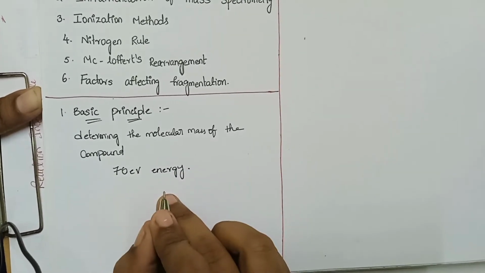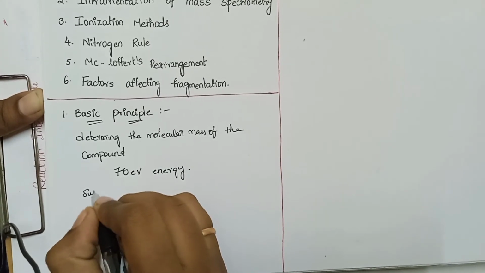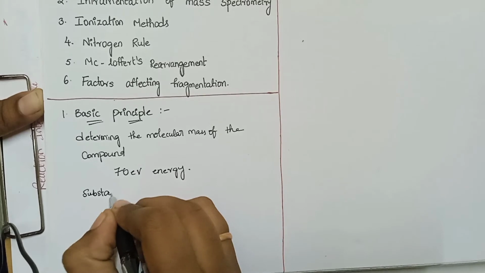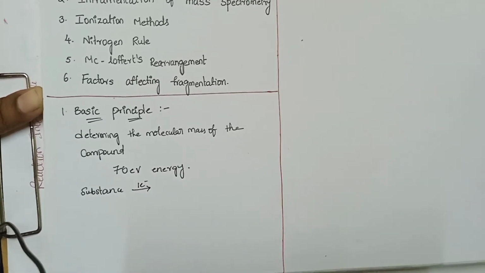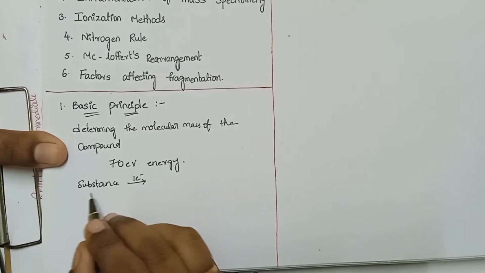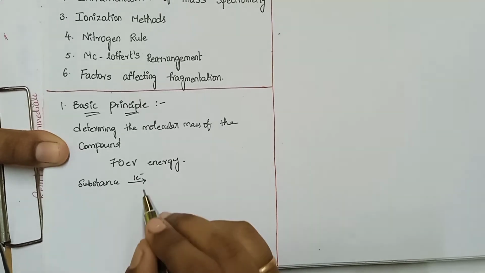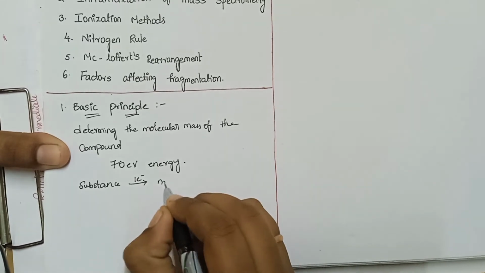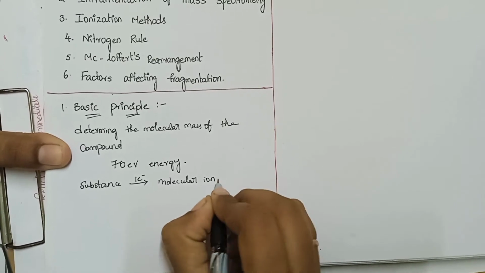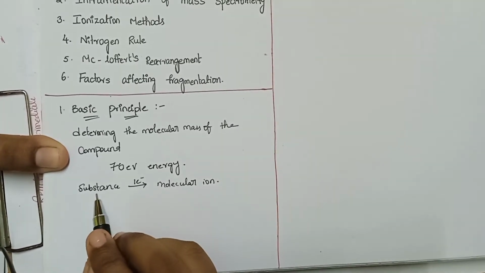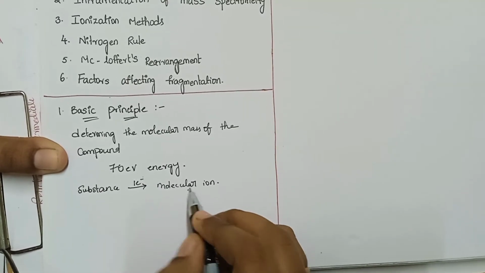During this process, the substance loses one electron and forms a molecular ion. Okay, during the process, the substance loses one electron to form a molecular ion.